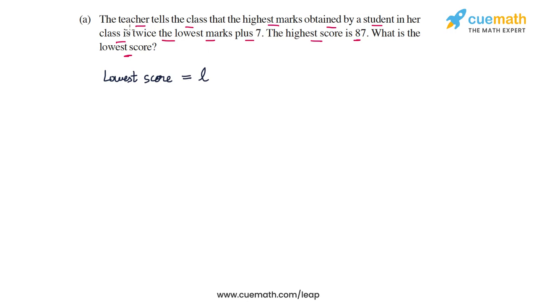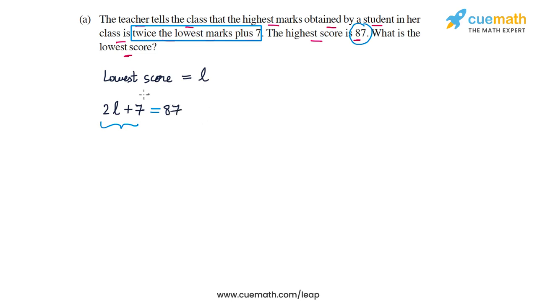To do that, let's focus on this phrase. The highest marks is twice the lowest marks plus 7. So this is the key part of the problem statement. Twice the lowest marks is 2L and then plus 7 is 2L plus 7. So 2L plus 7 is the highest score in terms of L. But we also know that the highest score is equal to 87. So 2L plus 7 should be equal to 87. This is the equation for part A.